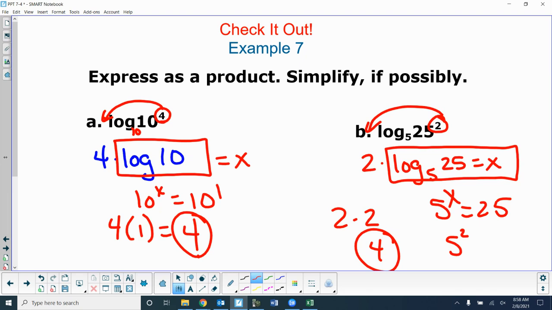If I rewrite this as log base 5 of 5 squared, actually 5 to the 4, since 25 is 5 squared times 2, those cancel, the answer's 4.